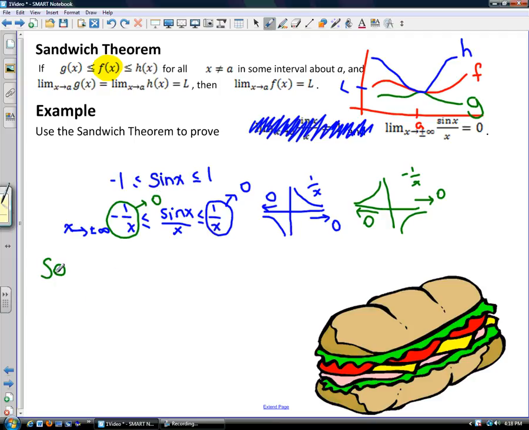So, sine of x over x, oh, I should write limit. So, the limit as x goes to plus or minus infinity of sine of x over x equals 0. Okay. Makes sense.